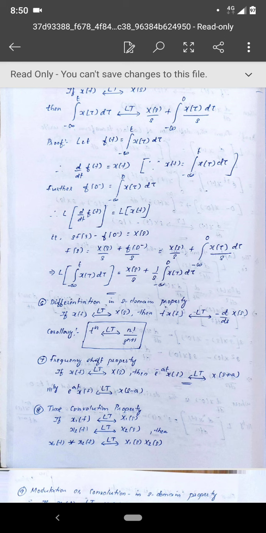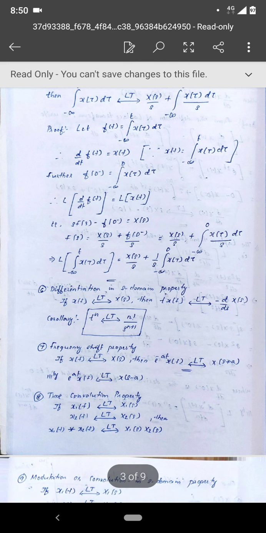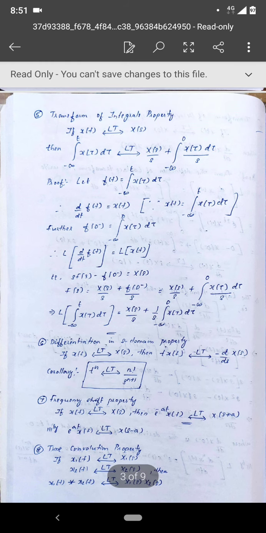We start with an assumption: let f(t) be equal to the integration from minus infinity to t of x(tau) d tau. Then what will be d by dt of f(t)? That will be equal to x(t). What is x(t)? x(t) is nothing but that integrand.